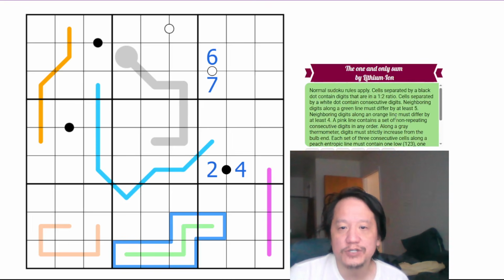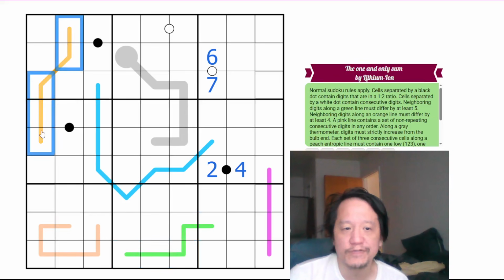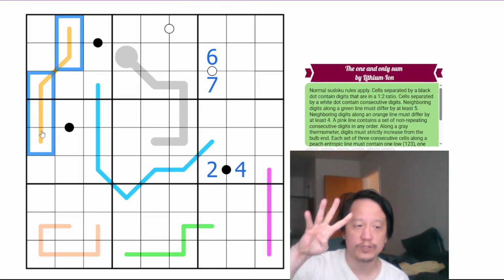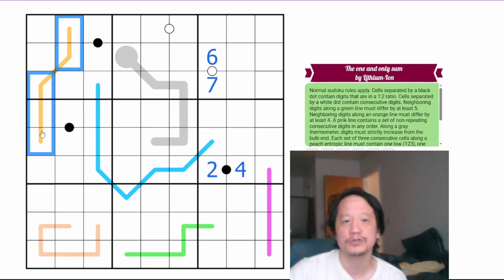Neighboring digits along an orange line must differ by at least 4. I call these Whisper 4 lines. Obviously, there's the extension, right? You can call it Whisper 5 and then Whisper 4. You could have Whisper 3, Whisper 2. Other people call it Dutch whisper lines.